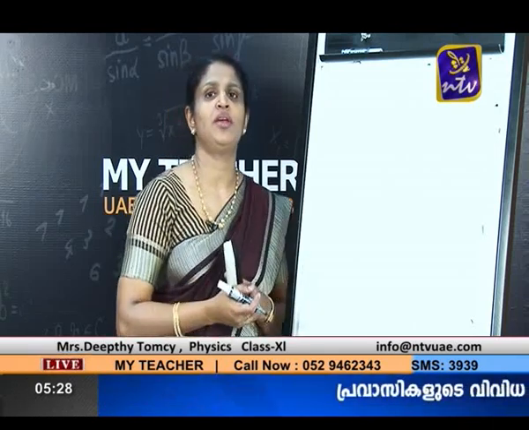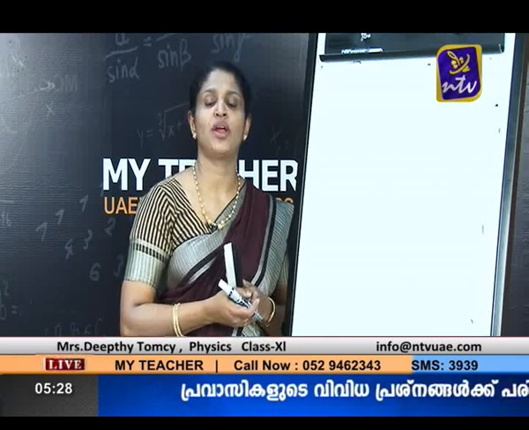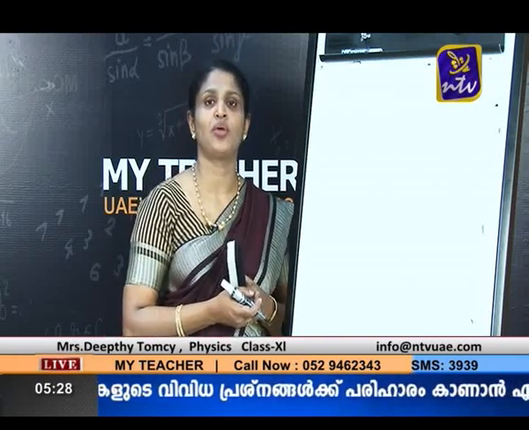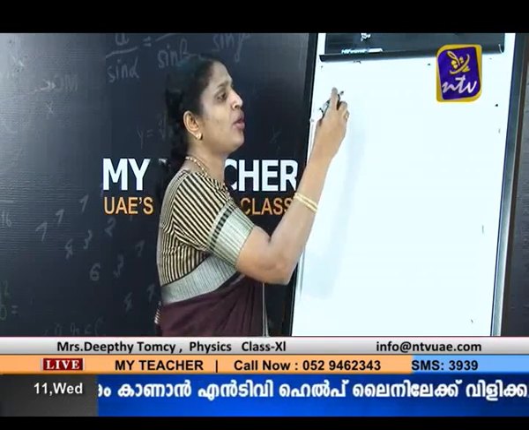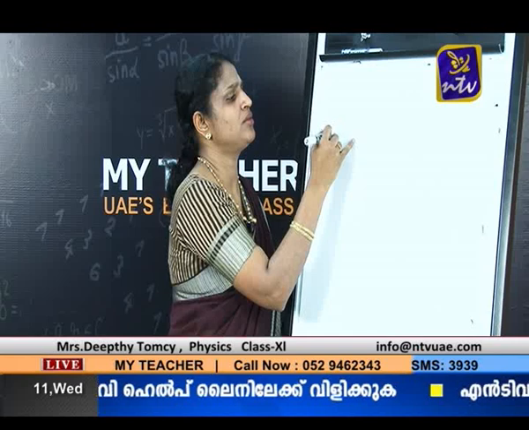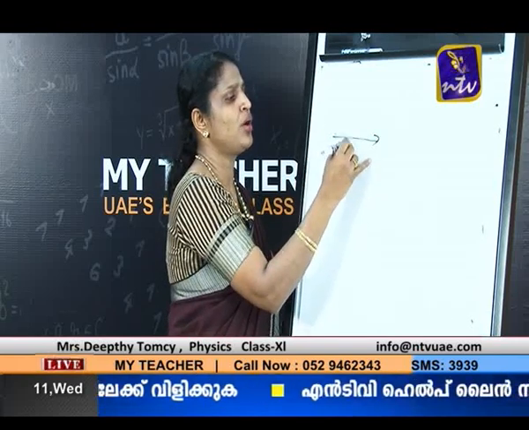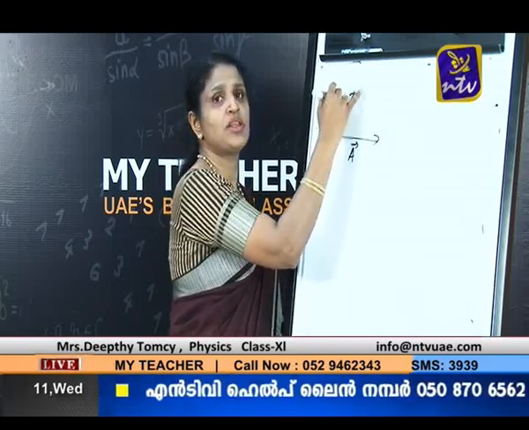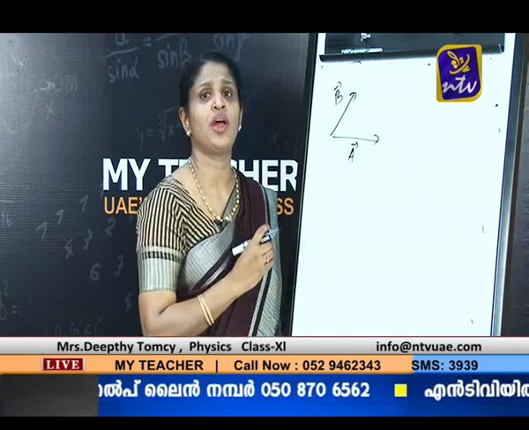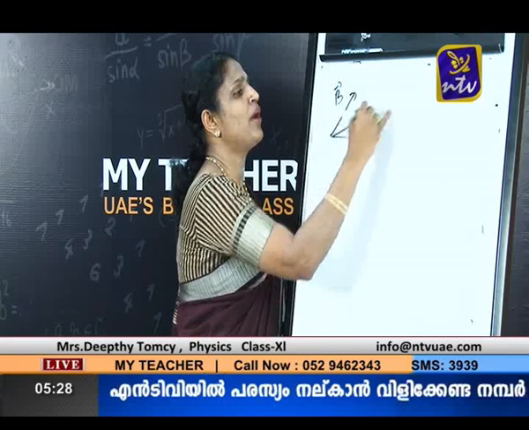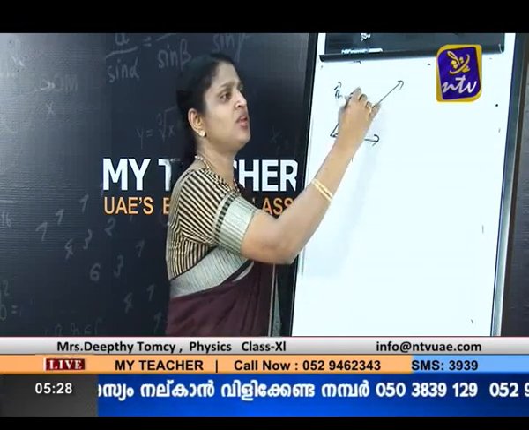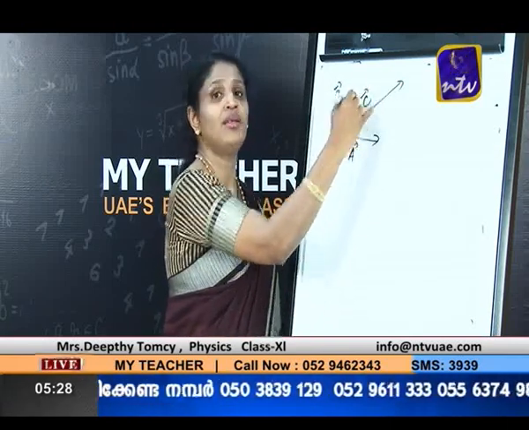First I will briefly explain what is the parallelogram law of vectors and how it helps us to find out the magnitude of the resultant. Now according to the parallelogram law of vectors, if the two adjacent sides of a parallelogram represent in magnitude and direction two vectors A and B, then the diagonal of the parallelogram gives the resultant in magnitude and direction.